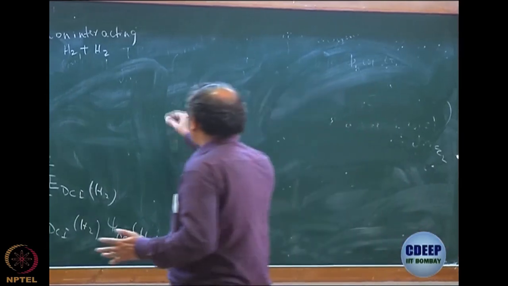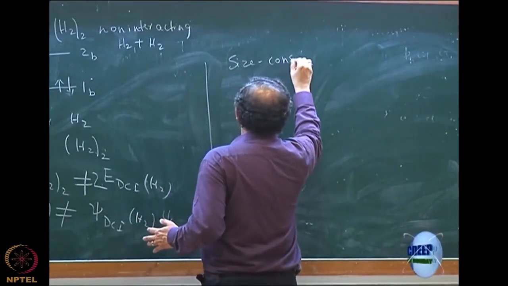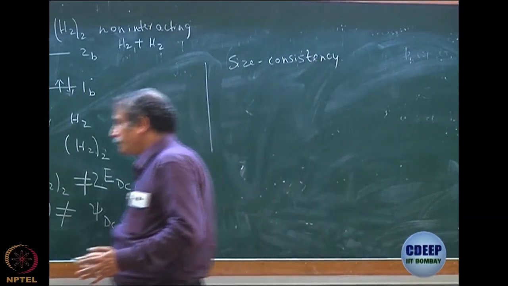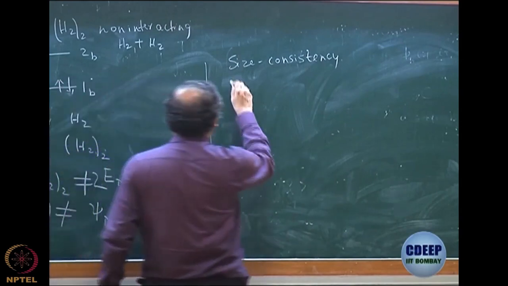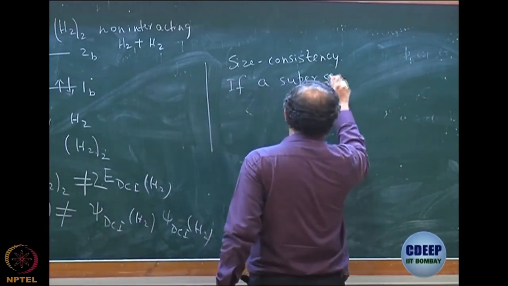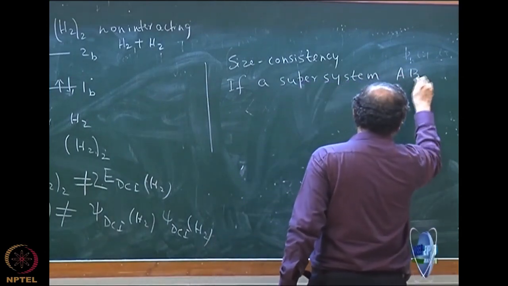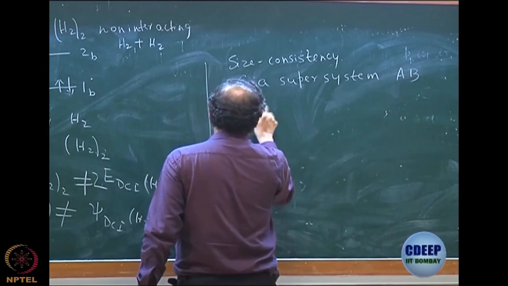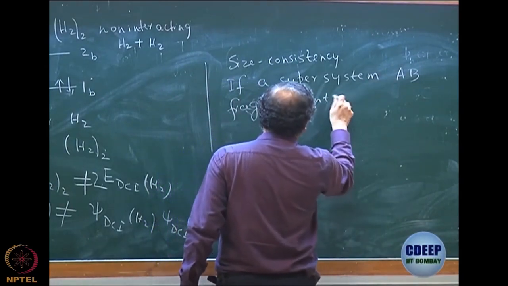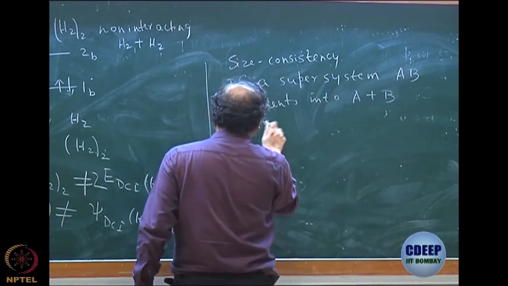So, what is size consistency? Size consistency essentially means that if the super system, I call it a super system, the system of two H2 molecules, generally a super system AB, fragments into A plus B at a non-interacting, okay.